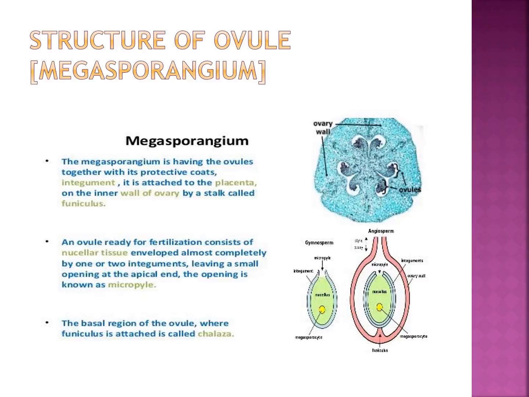So which locates the micropyle? Look at the pictures, the gymnosperm and angiosperm. In the gymnosperm picture, the micropyle is the small opening. Then the basal region of the ovule where the funicle is attached is called chalaza. Next one.